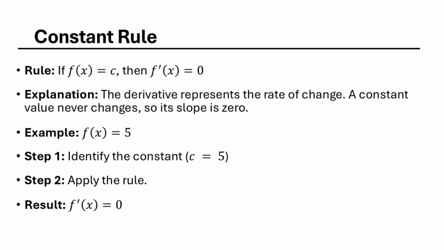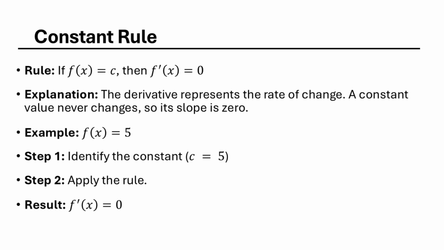The most fundamental building block is the constant rule. Imagine a function f of x equals c, where c is just a plain number like 5, 10, or -100. In calculus, the derivative represents the slope or the rate of change of a function. If you graph a horizontal line like f of x equals 5, that line never goes up or down. Its slope is 0. Therefore, the derivative of any constant is always 0. In formal terms, f of x equals c implies that f prime of x equals 0.